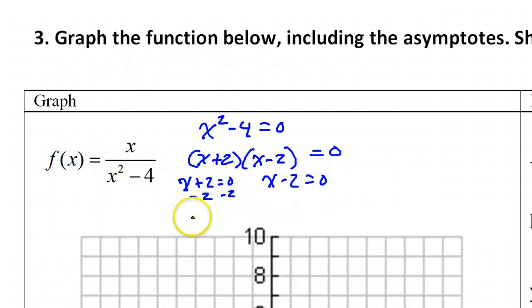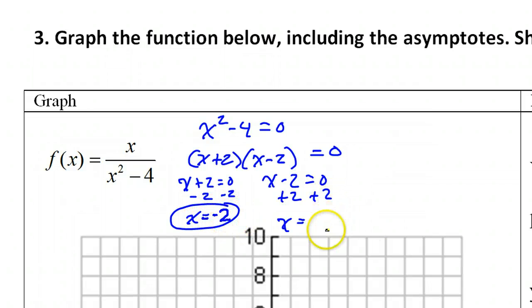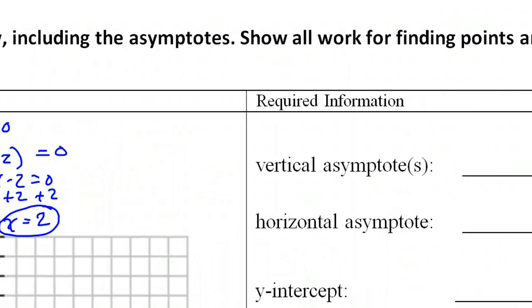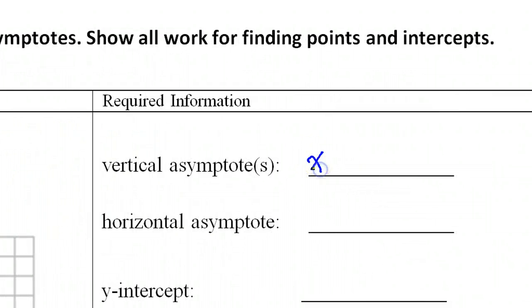subtracting 2 from both sides gives me x equals negative 2. Adding 2 to both sides gives me x equals 2. So we have two vertical asymptotes, x equals negative 2 and x equals positive 2.